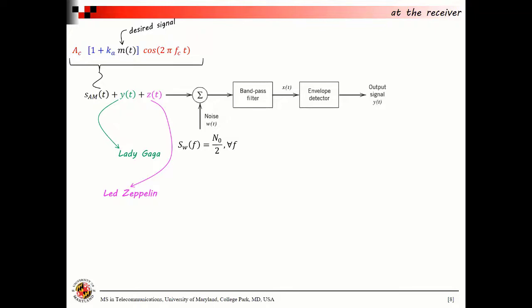Another thing that gets added to the desired signal is the additive white Gaussian noise at the receiver. Now, this additive white Gaussian noise, we call it white because its power spectral density is a constant.